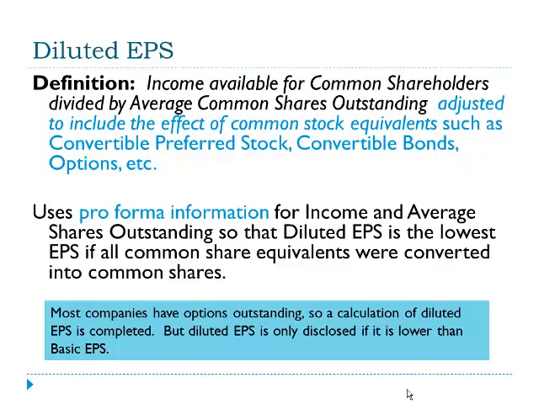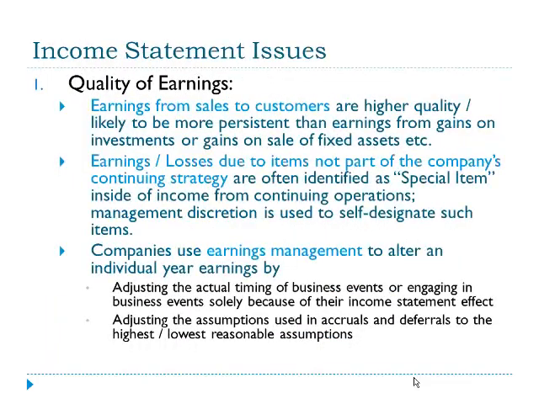Diluted earnings per share is income available for common shareholders divided by average common shares outstanding, with those average common shares outstanding adjusted to include the effect of common stock equivalents, such as convertible preferred stock, convertible bonds, options, and other dilutive securities. This uses pro forma information for income and average shares outstanding so that earnings per share is the lowest earnings per share if all common share equivalents were converted into common shares. Most companies have options outstanding, so a calculation of diluted earnings per share is completed. But diluted earnings per share is only disclosed if it's lower than basic earnings per share.